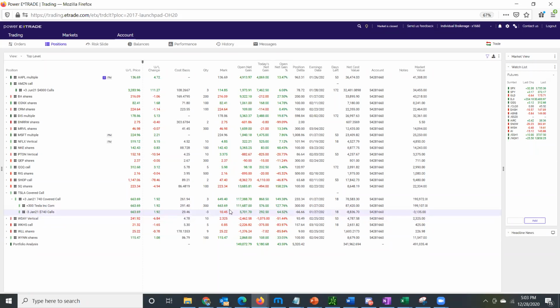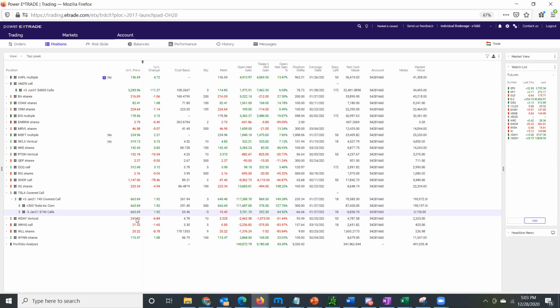So 3 calls he sold. He has to expect that it doesn't reach 740. Suppose by mistake, somehow he didn't close it, and the stock reaches 750 by January 21. What happens? Do you know, guys? It happens automatically: the stock will be called away from his account. They will pay all the money, and they will take the stock at $740. This guy still made a lot of money, but the only problem is he lost all the shares.